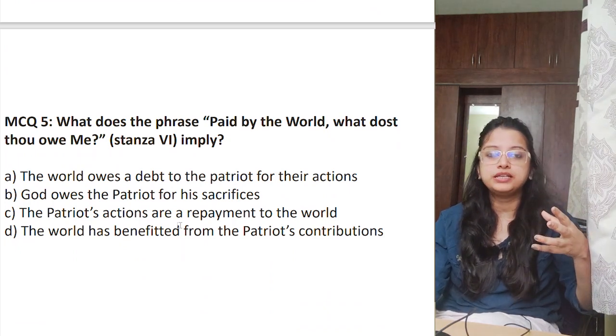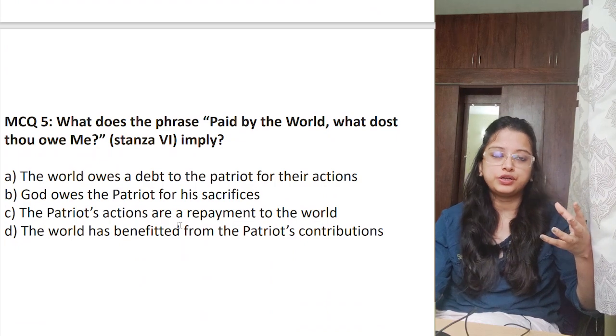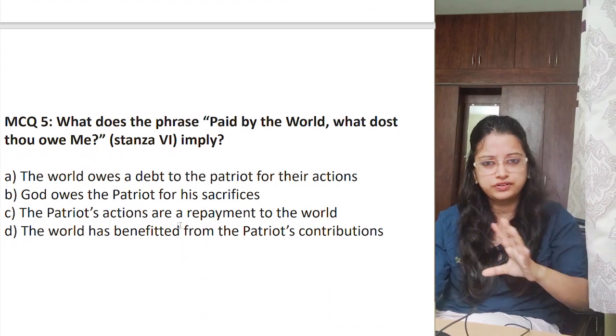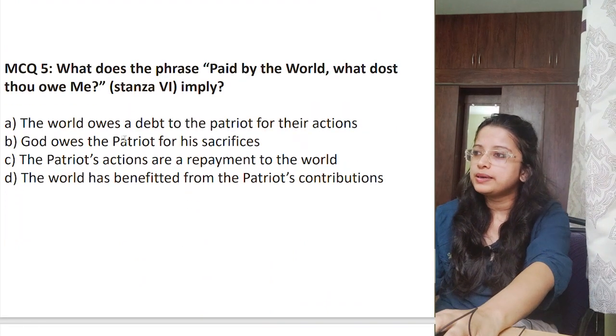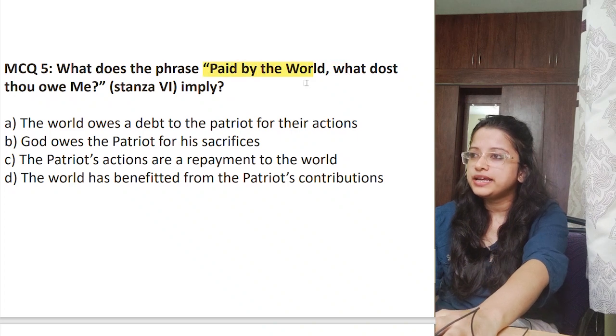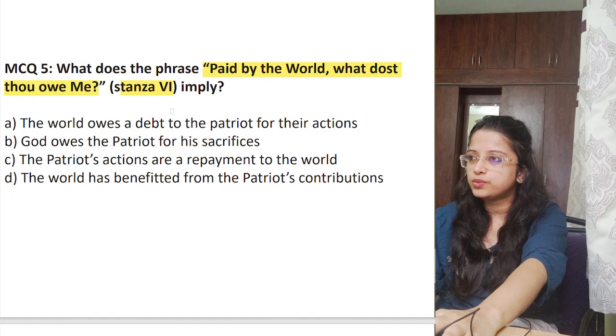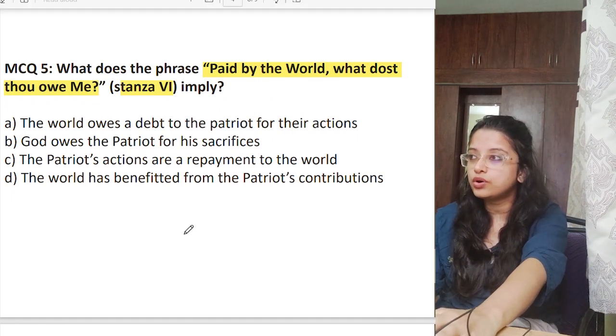What are the symbolic meanings of those lines? Why is that particular line being said? What does it mean? Everything. So MCQ number 5: what does the phrase "paid by the world, what dost thou owe me?" in stanza 6 imply? What does this talk about, right?